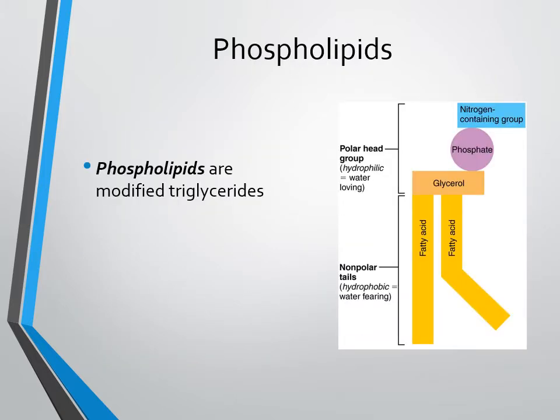Here is a phospholipid, and this is what makes up the cell membrane. Phospholipids are the basis of the cell membrane. They're just a modified triglyceride. So we have a nitrogen-containing group up here, and then you have a phosphate, and then you have a glycerol. Just like we saw with the triglycerides, you have that glycerol up here, but it just adds a phosphate and a nitrogen group. And those are the polar heads, and then our non-polar tails, which means that they hate water, are our fatty acid chains.